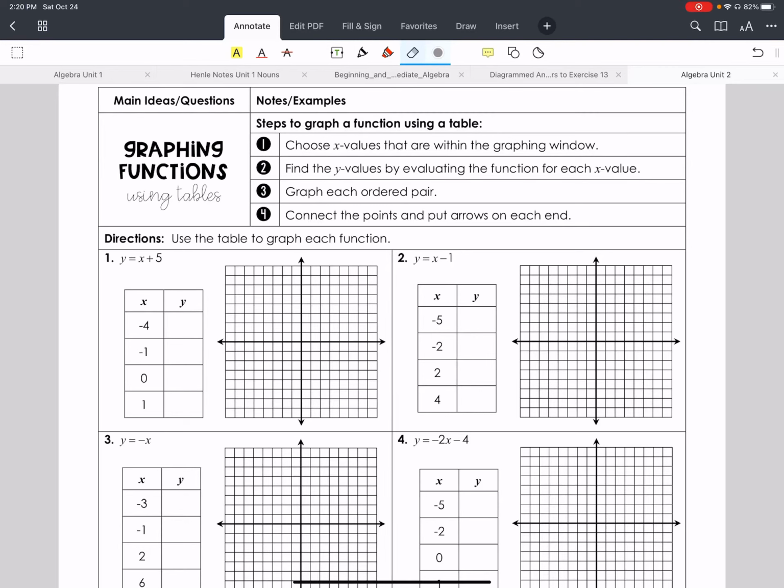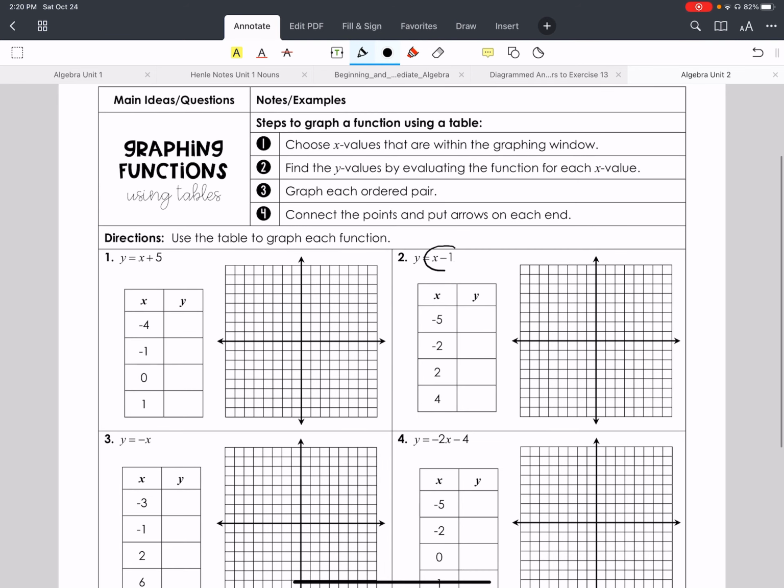Okay, so let's graph our first function. So we're going to identify our function rule. It's right here. This is the expression that's going to make my output y. And this one's not too hard to do in your head, right? I just have to take the input number and subtract 1 from it.